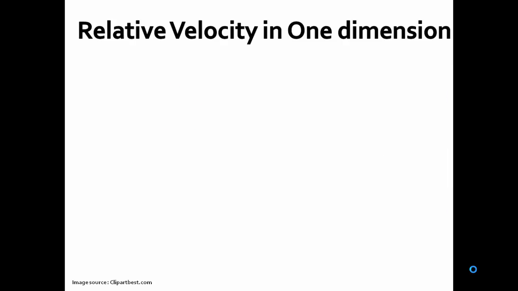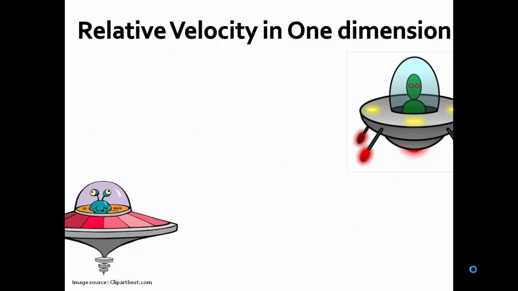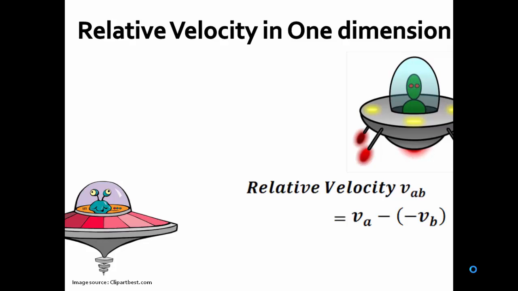For two objects moving in opposite directions, the relative velocity will be given by VA minus VB, because the direction of one object is opposite to the other one. Hence, the resultant will be the sum of their velocities, hence VA plus VB. Note that VAB means the velocity of A as seen from B.